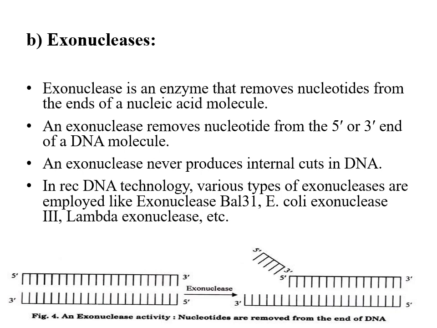It can never produce internal cuts in the DNA, which is common about the endonucleases. In recombinant DNA technology, various types of exonucleases are employed, for example, exonuclease BAL31, E. coli exonuclease 3, lambda exonuclease, etc.